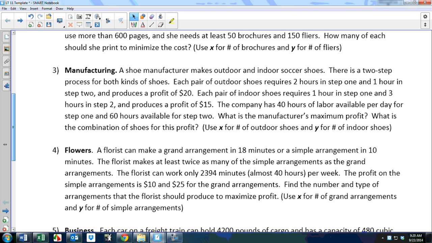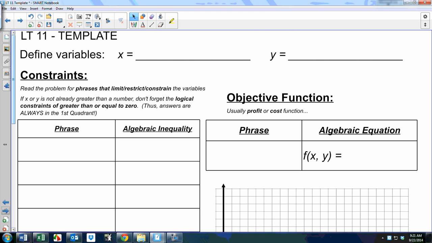So at least now in your mind you know what's going on. There's a manufacturing process going on, 2 steps. Shoes start over here on the right side, then they move over here to the left side. All right, now let's first define your variables, which I've already done for you. X is going to be the number of outdoor shoes and Y is the number of indoor shoes.